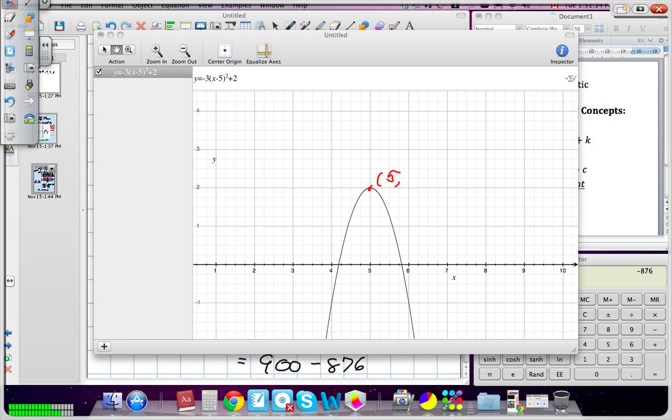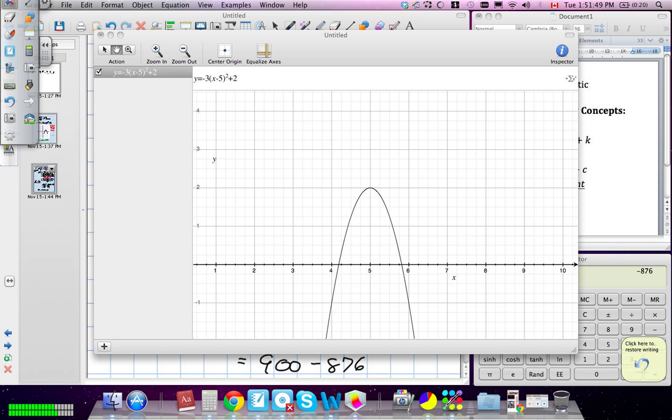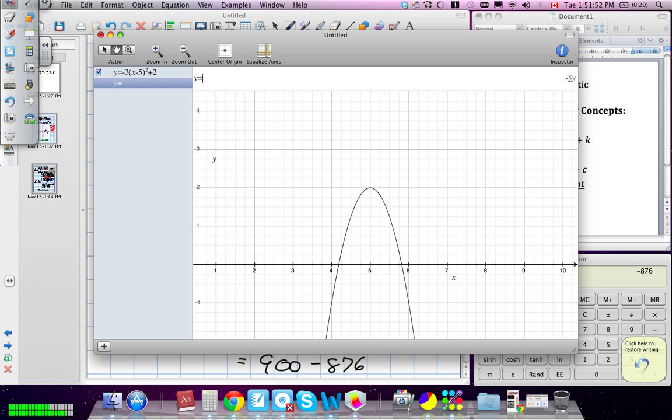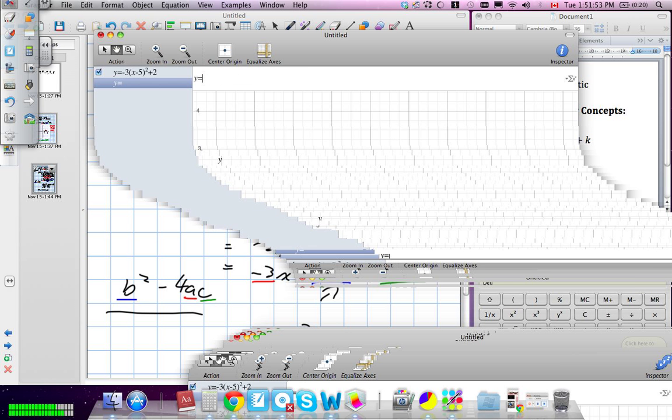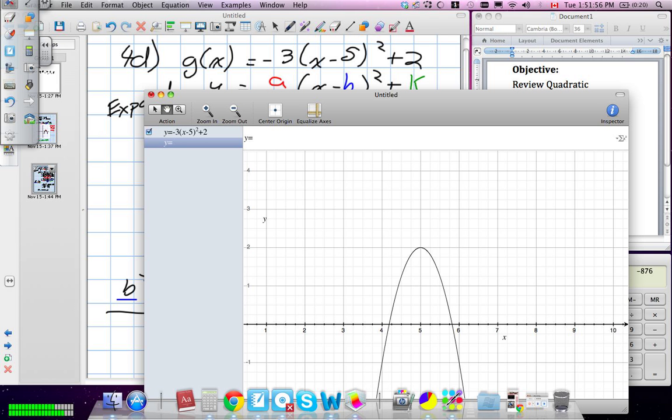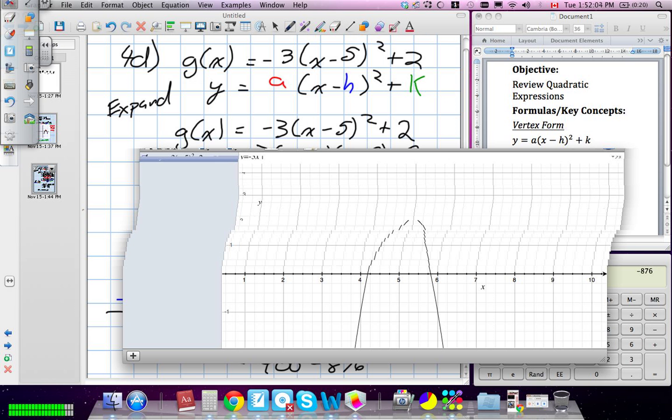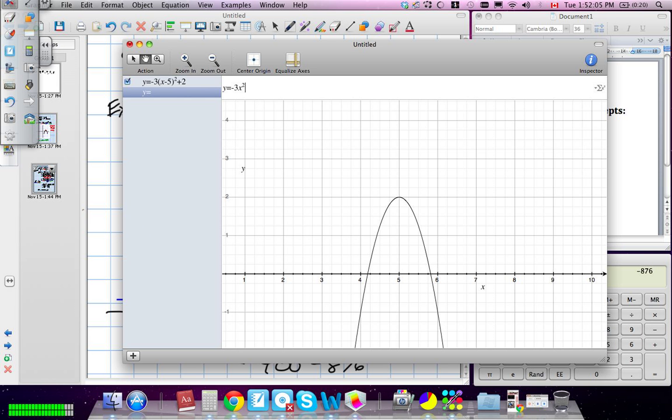So we're going to add another equation. The standard form of our equation was negative 3x squared plus 30x minus 73. We're going to enter this one. And if you notice, it drew a line directly over the other one. So the calculator reads them both as the exact same. Whether we're in vertex or standard form, we still have the exact same parabola.